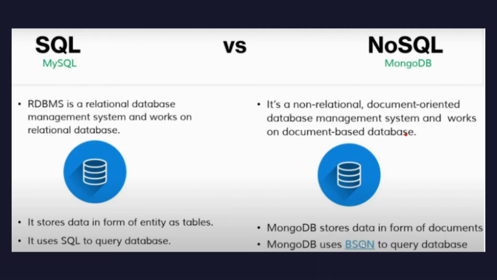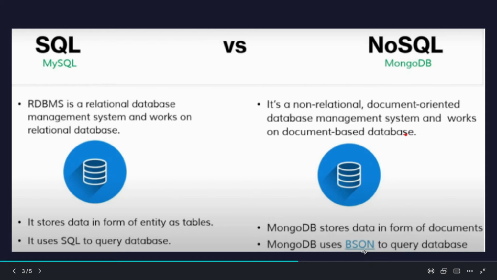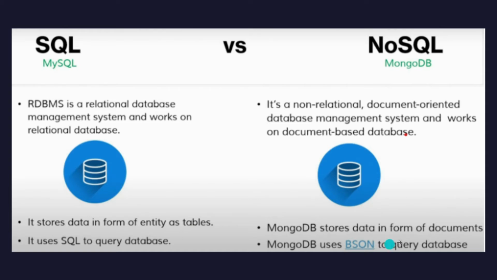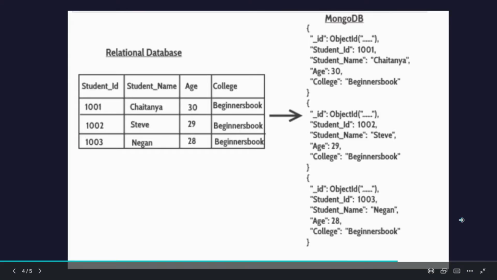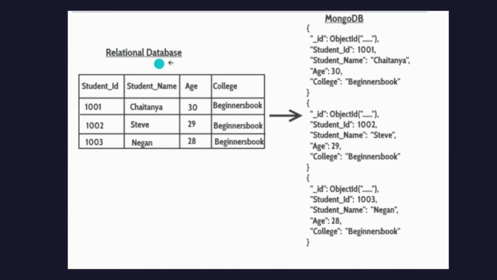But there is a big difference between them. JSON is used for transferring data between the backend and the front end, and there are lots of other differences between them. So you can say this is the relational database.